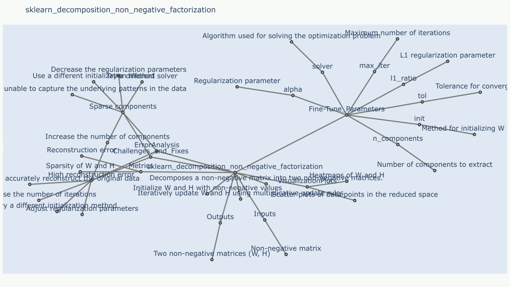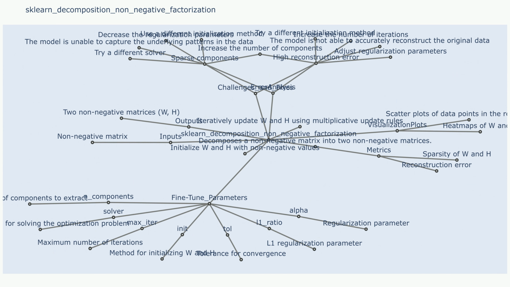Visualization plots. Visualization plot 1: explain in detail heat maps of W and H. This can help visualize the components and their contributions to the original data. Scatter plots of the components. This can help identify relationships between the components and visualize data clustering.